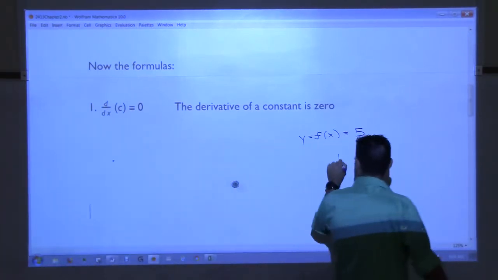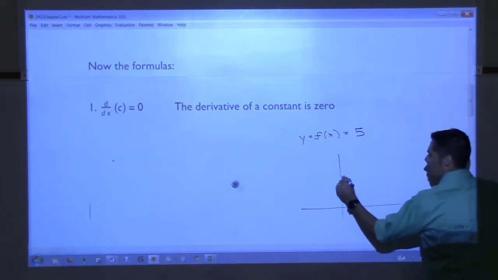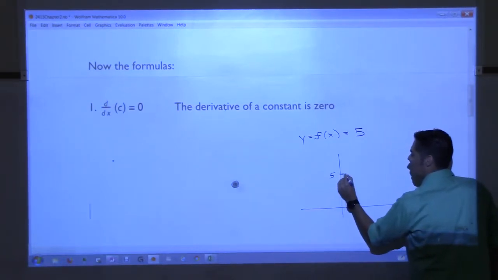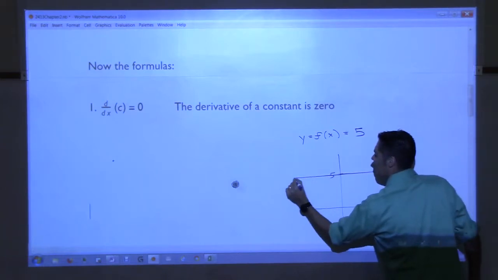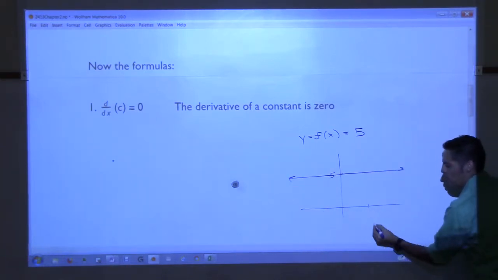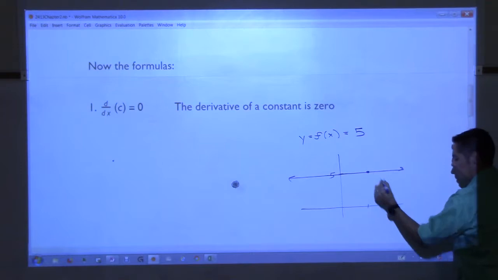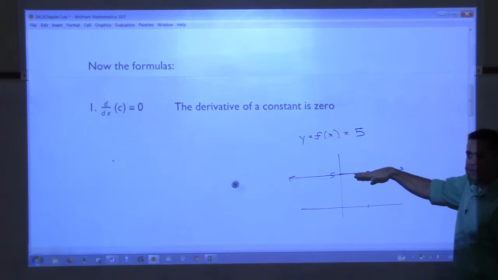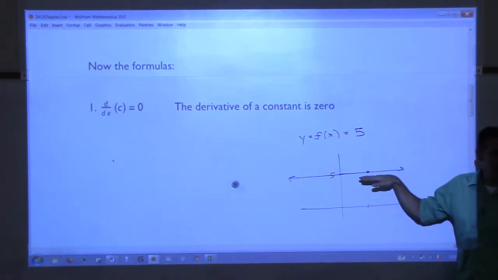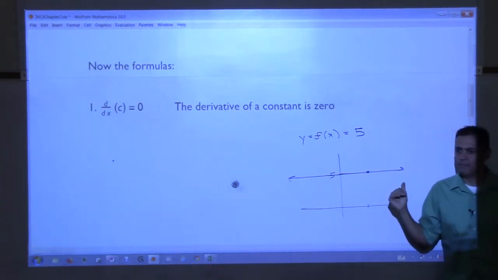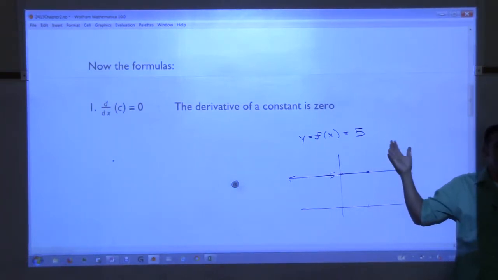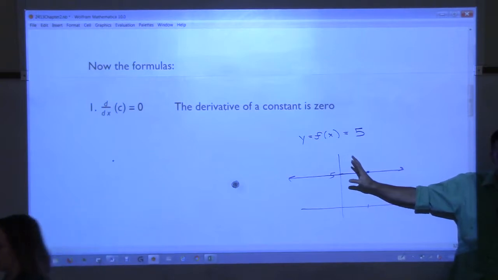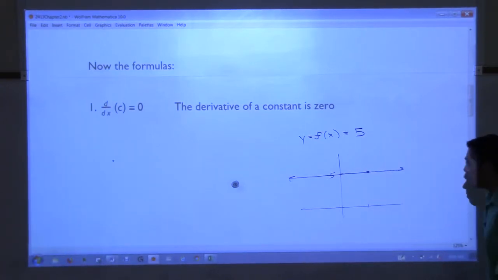And if we graph the function, we go to 5, it's going to be a horizontal line, isn't it? And of course, if we pick any point and go up to the graph and say, what is the slope of the tangent line there? It's going to be parallel to the line, and the line has a slope of 0, right? So does it make sense without me proving anything else? Visually? Okay. So the derivative of all constants is just 0. Good? Let's move on.